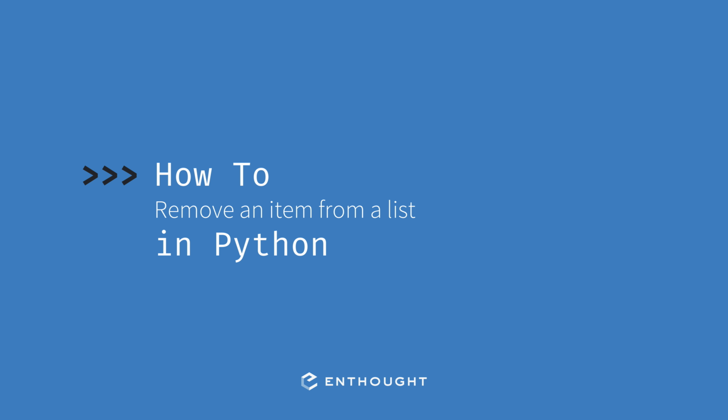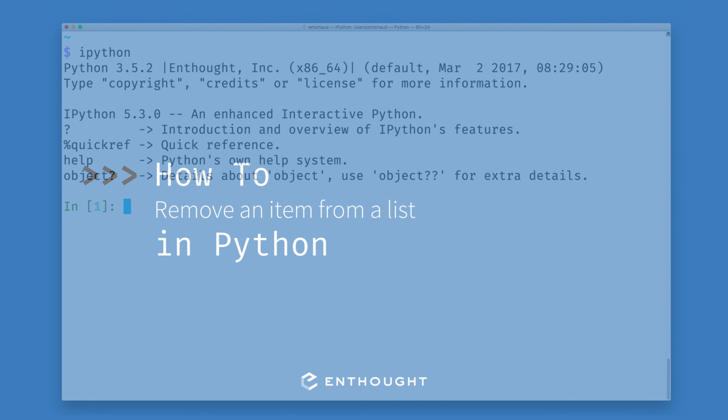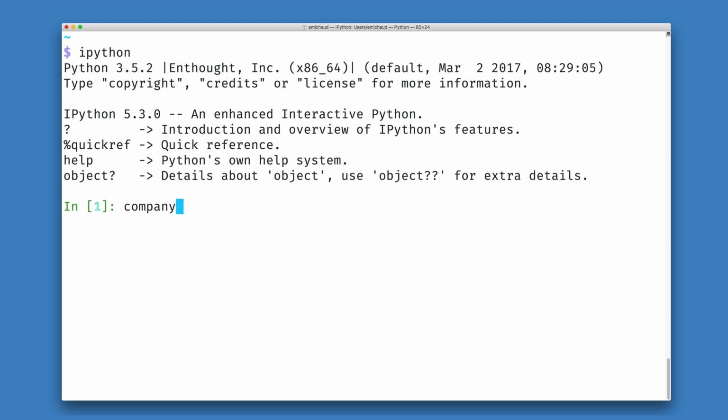In this video, we're going to see how we can remove an item from a list using Python. Now let's imagine that we have a company, and inside of my company I have 3 employees, Michael, Eric, and Michael.